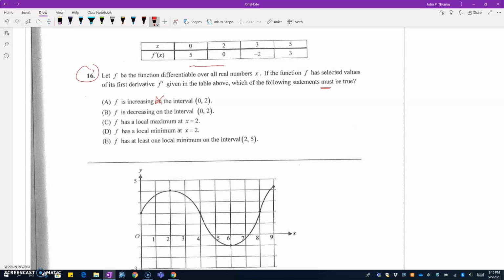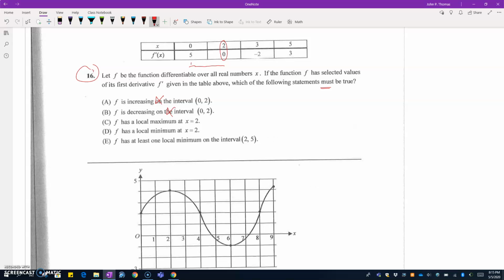B, it says f is decreasing on the interval 0 to 2. Same issue happens there. All right, the graph could oscillate wildly between those two values. We just know the slope at 0 and we know the slope at 2. All right, then it says f has a local maximum at x equals 2. All right, so if I just zoom in on this one value, now the reality is I have no idea what sign it is immediately before that and immediately after that. So I can't really identify maxes and mins.